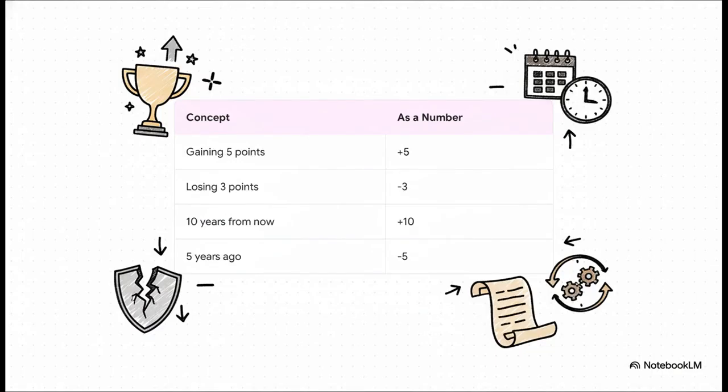Okay, let's run through a few more examples, just to make this crystal clear. Say you're playing a game and you gain 5 points. We'd write that as plus 5. But oh no, you lose 3 points on the next turn. That's a minus 3. Thinking about time, 10 years into the future could be plus 10. And what about 5 years ago, in the past? You got it, minus 5.